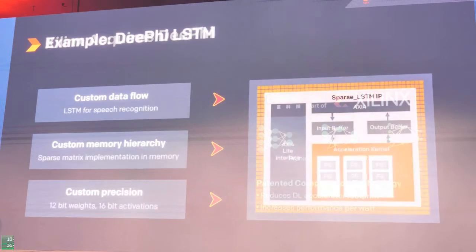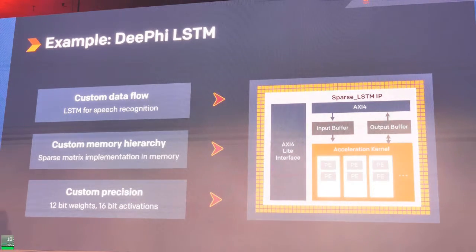Now this is an example of a DSA that DeePhi has created. This is focused on speech recognition, tuned towards LSTM networks, long short-term memory. They made sure that they customize the memory hierarchy using sparse matrix computation, so you can improve power as well as cost. And look at the precision: 12-bit weights, 16-bit activation. No fixed function chip would go for something like that. Right? Tuned in the precision to improve your latency, power, and cost.